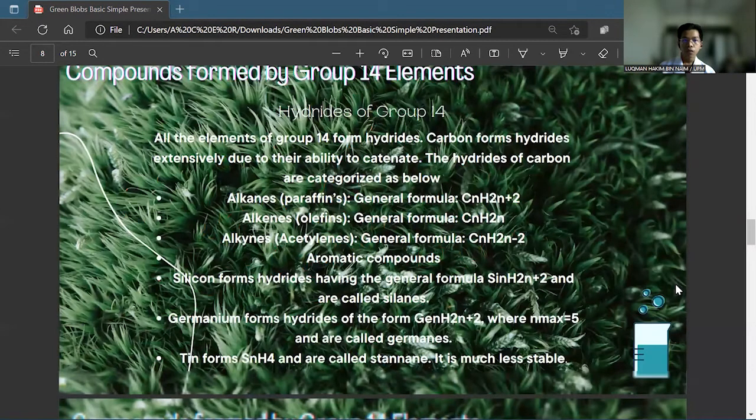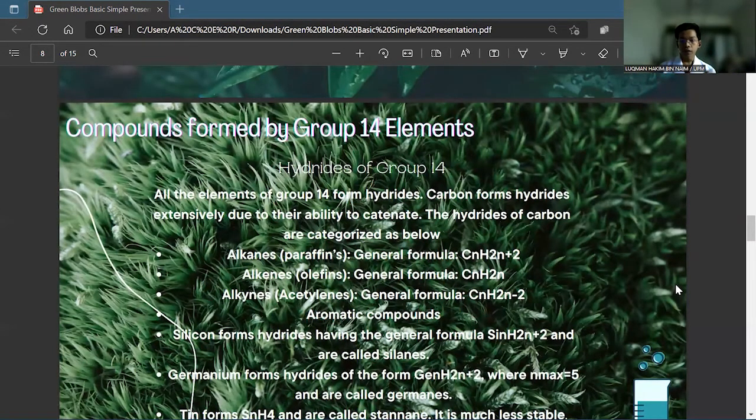So the compounds formed by group 14. The first one is hydrides of group 14. All the elements of group 14 form hydrides. Carbon forms hydrides extensively due to its ability to catenate. The hydrides of carbon are categorized as alkanes, alkenes, alkynes, and aromatic compounds.